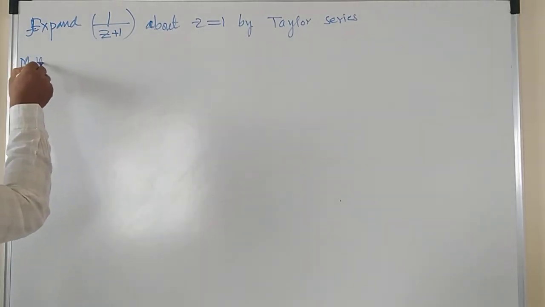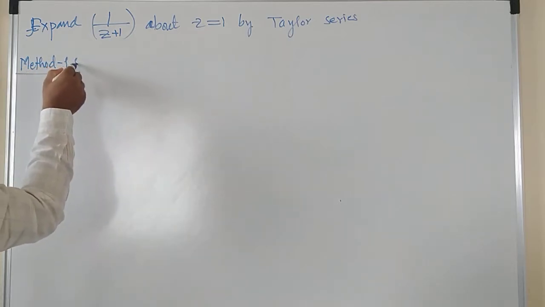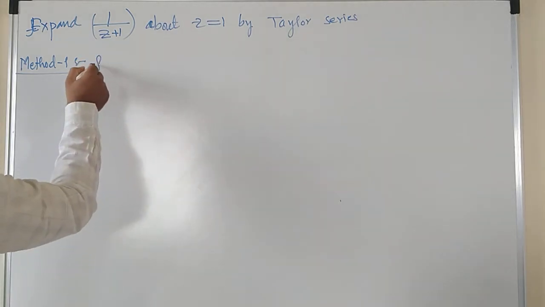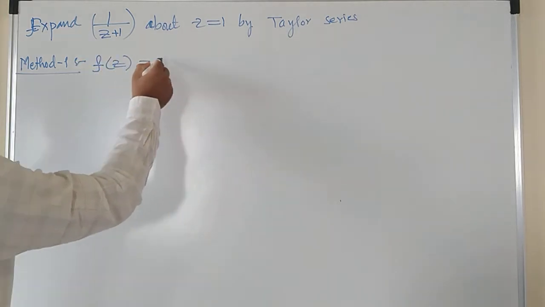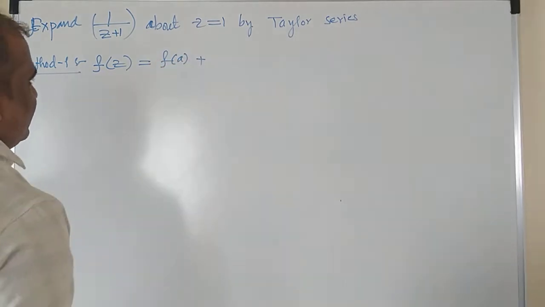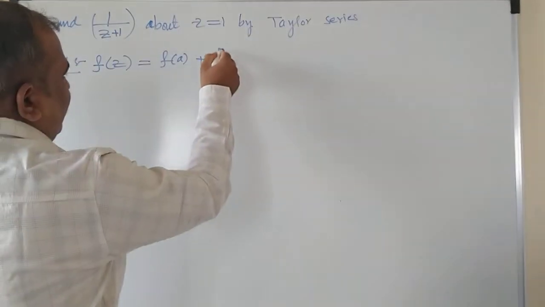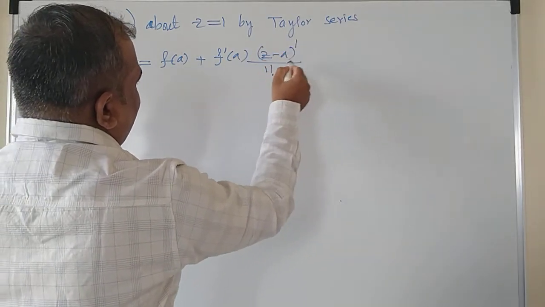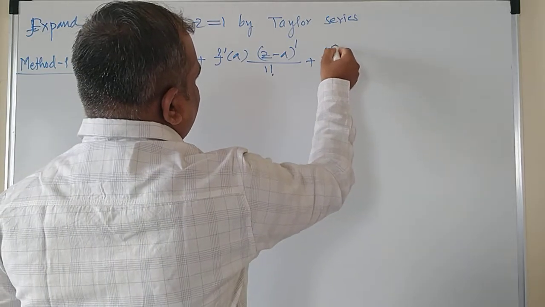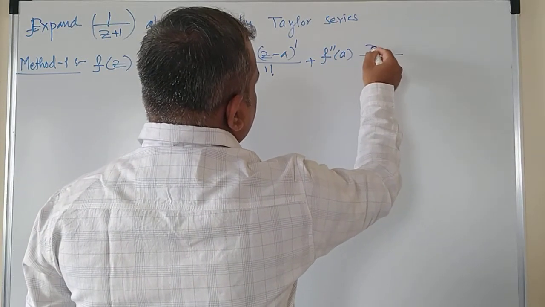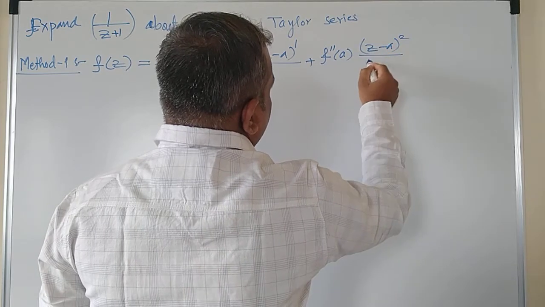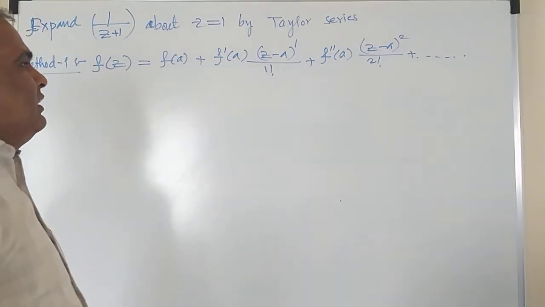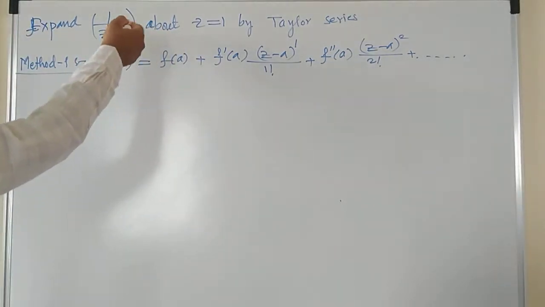So let me write here method 1, and first write the Taylor series. What is Taylor series? F of z is equals to f of a plus f dash of a into z minus a raised to power 1 upon 1 factorial plus f double dash of a into z minus a square upon 2 factorial plus dot dot dot, right? At least you first calculate the first three terms, fine. So let's proceed for that.